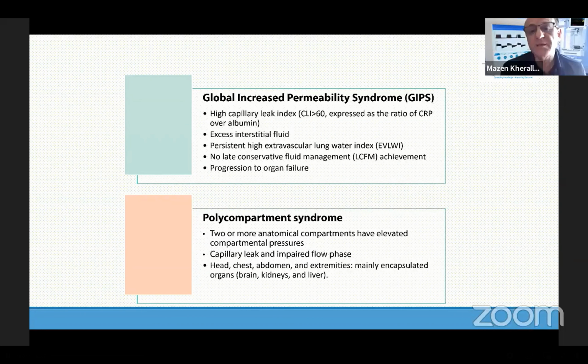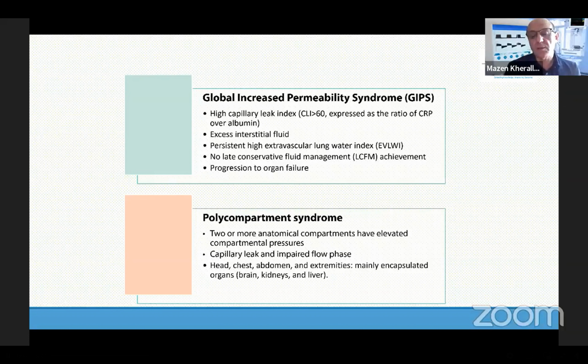The first is global increased permeability syndrome, and this is when we have high capillary leak. And that is actually defined based on the capillary leak index, which is expressed as a ratio of CRP over albumin. CRP is inflammation. Albumin is oncotic pressure. So if that index is more than 60, it means we have too much inflammation, not much of the oncotic pressure to keep the fluid inside the vasculature. That will lead to excess interstitial fluid and persistent high extravascular lung water index, and you will not be able to achieve the conservative fluid management that we're going to be talking about. And of course, that's going to lead to organ failure.